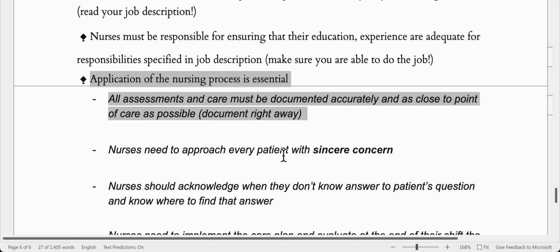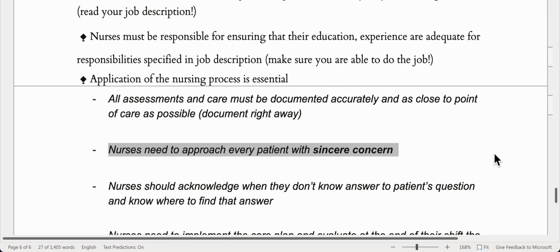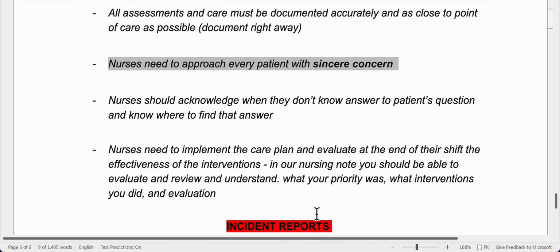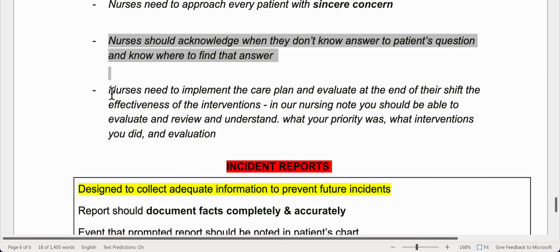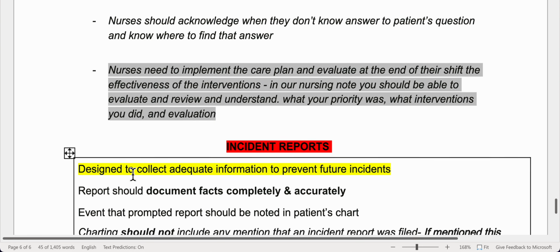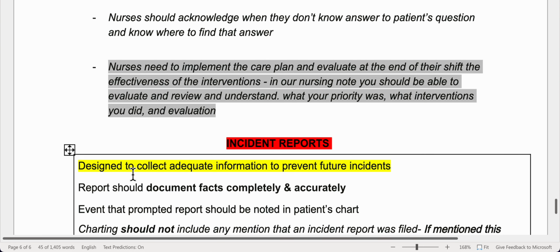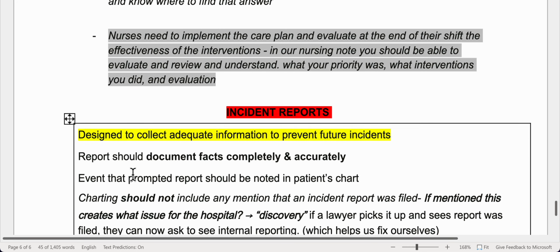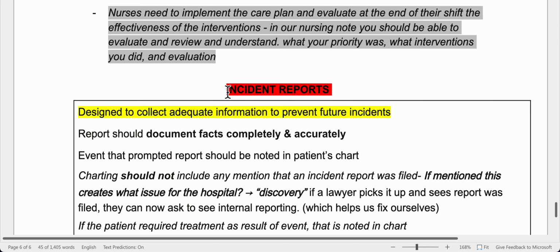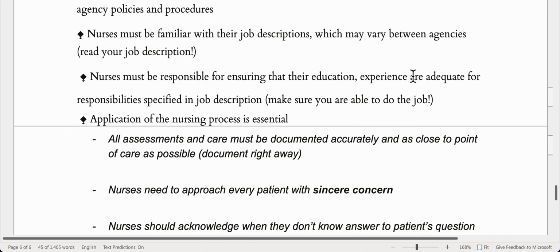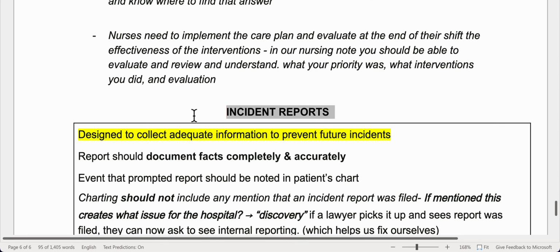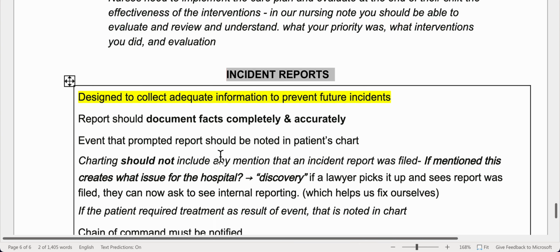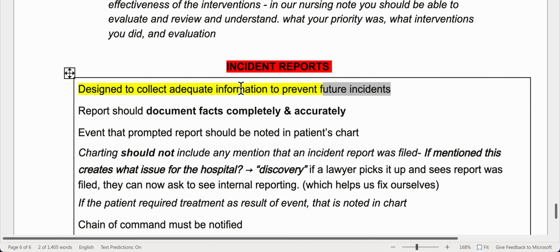Application of the nursing process is essential. All assessments and care must be documented accurately and as close to the point of care as possible. Document right away. Nurses need to approach every patient with sincere concern. Nurses should acknowledge when they don't know the answer to a patient's question and know where to find that answer. Nurses need to implement the care plan and evaluate at the end of their shift the effectiveness of the interventions. In your nursing note, you should be able to review and understand what your priority was, what interventions you did, and the evaluation.